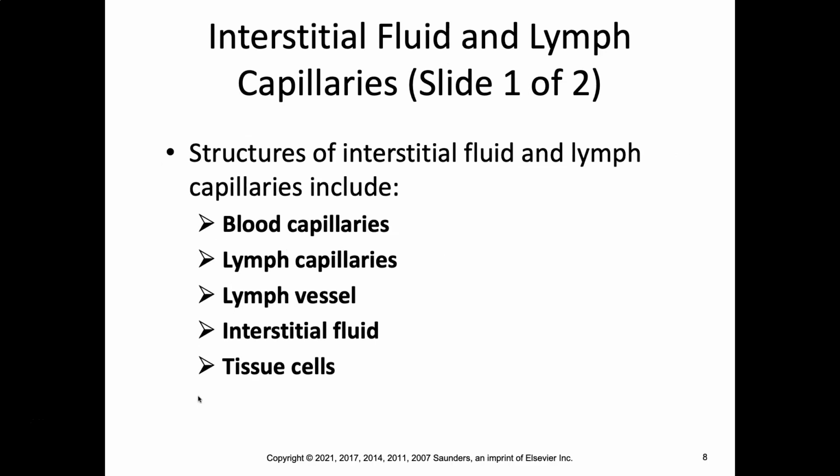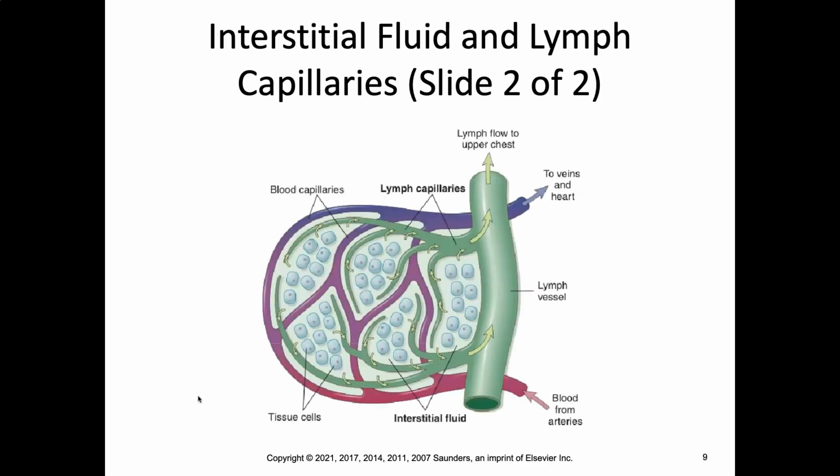So what is interstitial fluid and lymph capillaries? Sorry, I'll spit it out eventually. What are those structures and how do they work? You have blood capillaries and lymph capillaries. You have a lymph vessel, interstitial fluid, and tissue cells. And yes, thankfully, we have a good visual here that kind of explains all of that. All right, so we have this lymph vessel, and it's green.